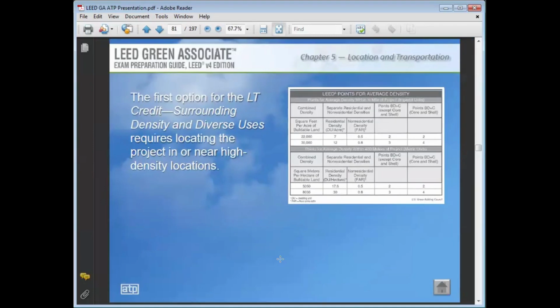Diverse uses is a very important element of surrounding density. Diverse uses means you are going to have educational uses close by, you have got some medical facility close by, you have got the market close by, you have got the community services close by, you have the parking available in the nearby facility. So all of these things are very closely related.